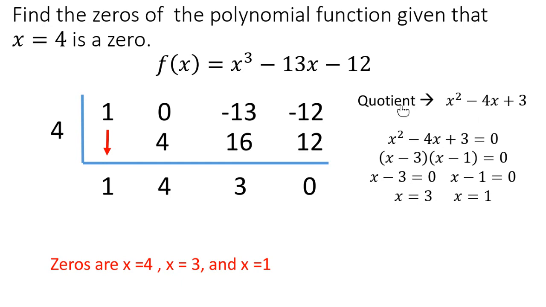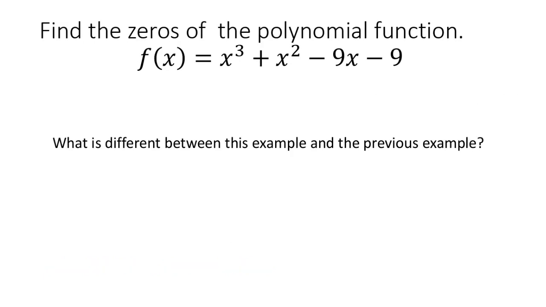And what we want is our quotient to be quadratic, because once it's quadratic, then we can factor or use the quadratic formula. And then that would give us the 3 zeros that we're looking for. Okay, so again, we'll do some examples right now. So here it says find the zeros of the polynomial function. And they give us our polynomial. And then it says what is the difference between this example here and the previous one.